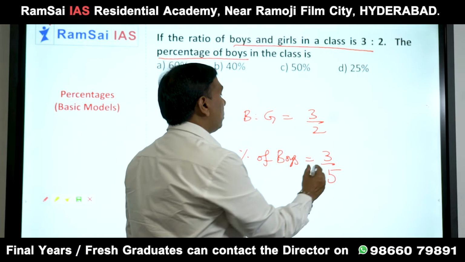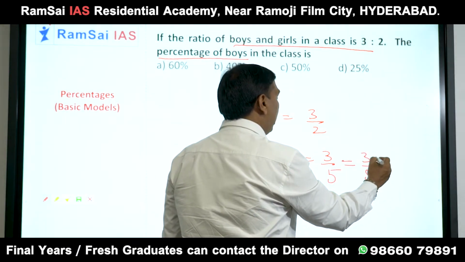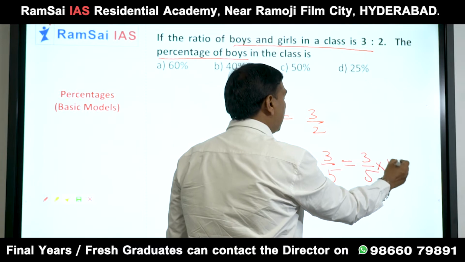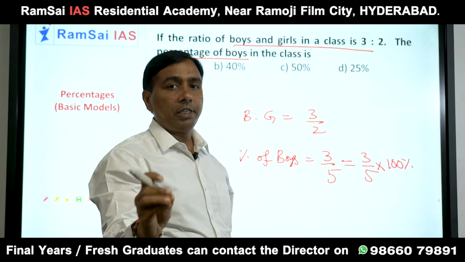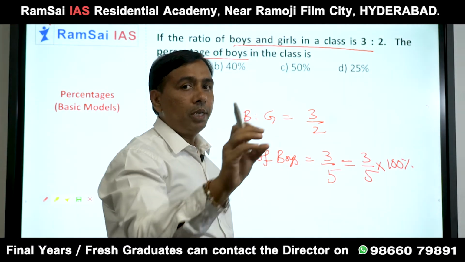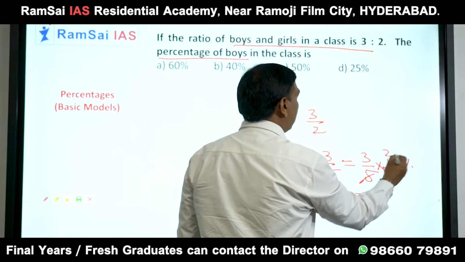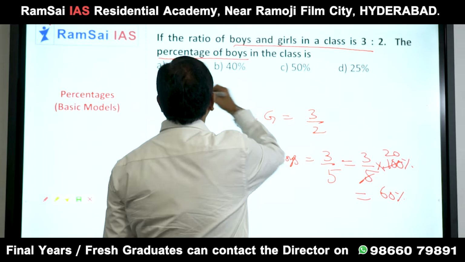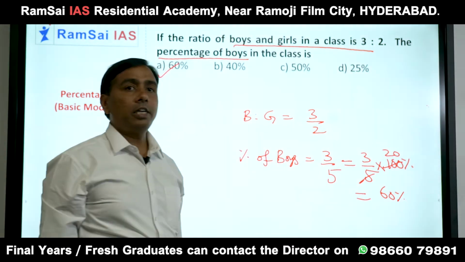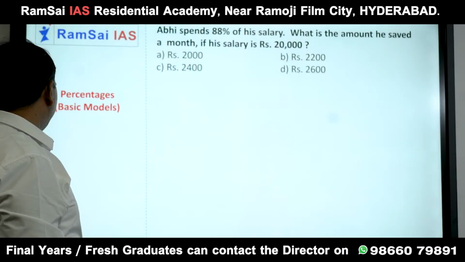So 3/5 means 3/5 into 100%. Or, as 1 can be replaced by 100%, 3 can be replaced by 300%, divided by 5. What is that equivalent to? Either way, it is 60%. So what is the answer? The first one, A, is the right option. Okay, now coming to the next one.